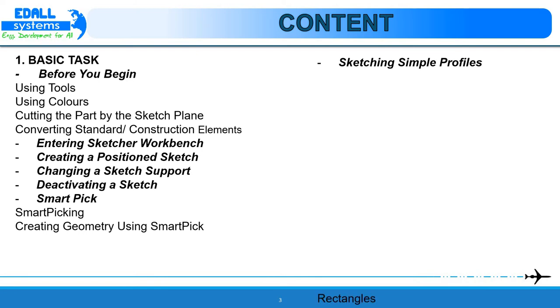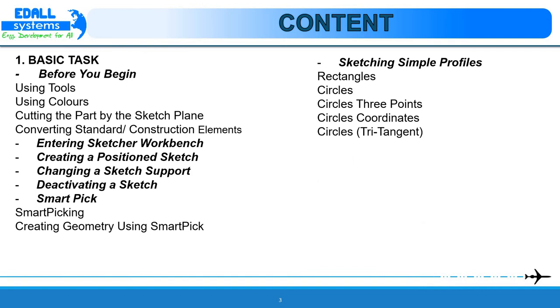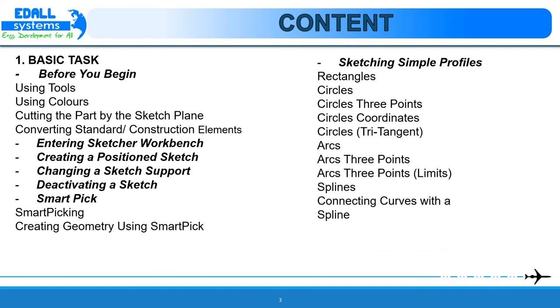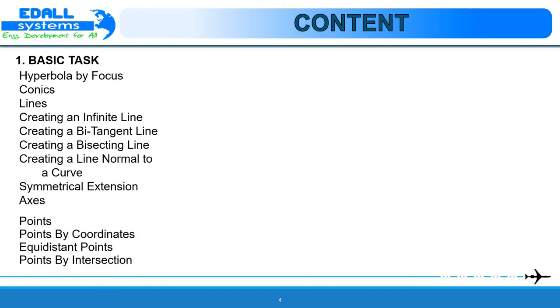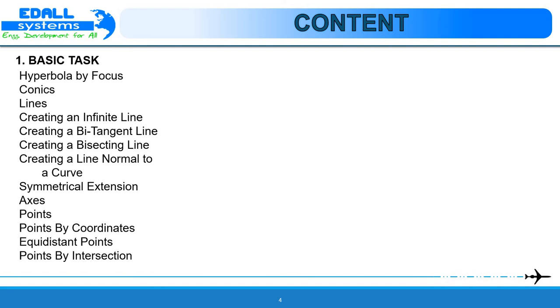Under Sketching Simple Profiles, we have rectangle, circles, circle 3 points, circles by coordinates, circle by tritangent, arcs, arcs by 3 points, arcs by 3 points under limits, spline, converting curves with a spline, connecting curves with an arc, ellipsis, parabola by focus, hyperbola by focus, conics, lines, creating an infinite line, creating a bitangent line, creating a bisecting line, creating a line normal to a curve, symmetrical extensions, axis, points, points by coordinates, equidistant points, points by intersection, points by projection.